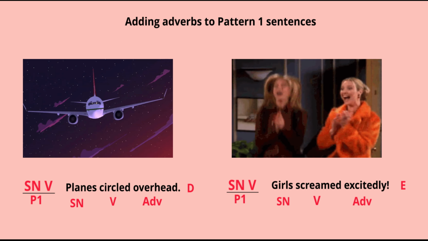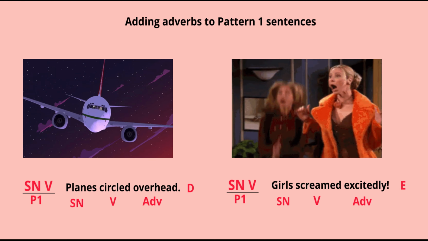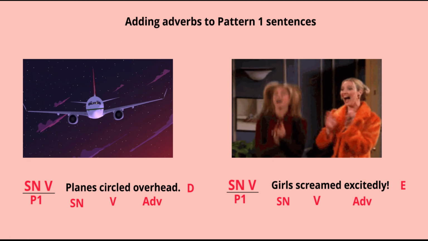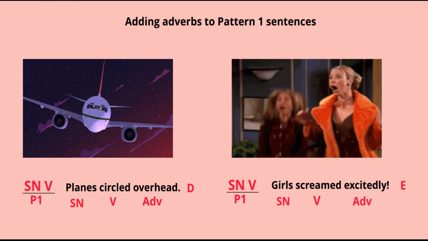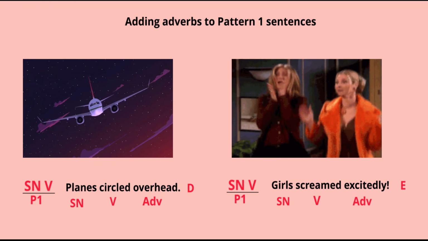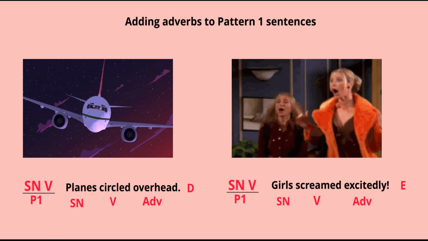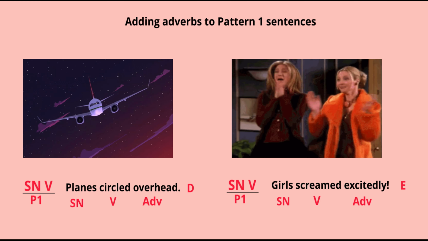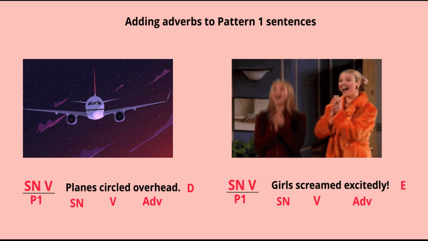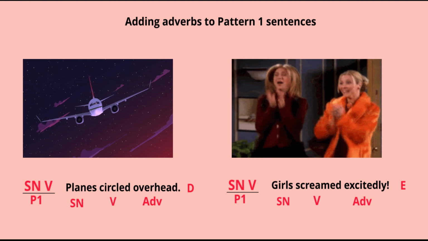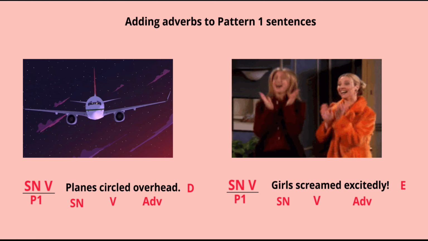Now, let's try adding adverbs to pattern 1 sentences. In the first visual, you can see an aeroplane, right? Planes circled overhead. So what circled? Planes. So planes would be the subject noun. What is said about planes? What action is the plane doing? Circling, right? Circled. So circled would be the verb.